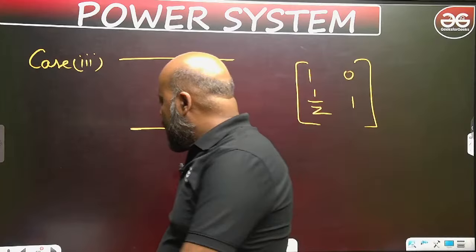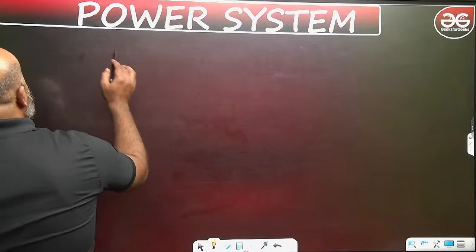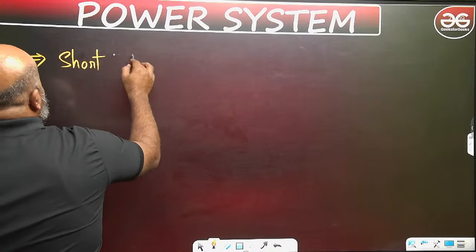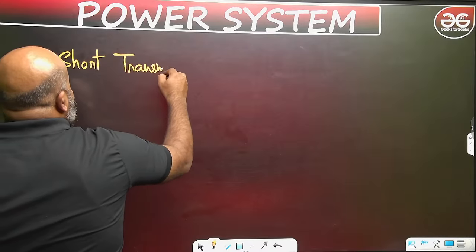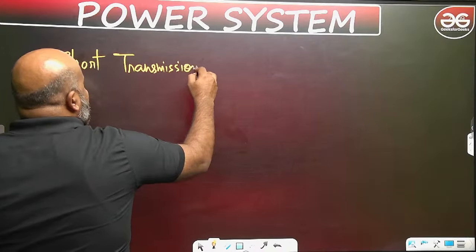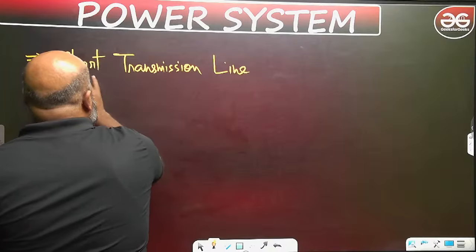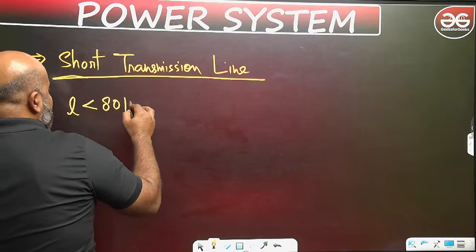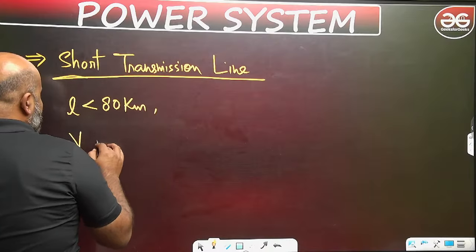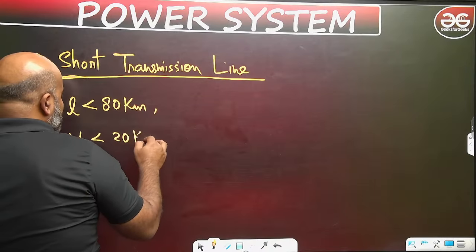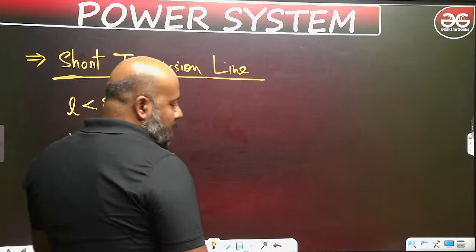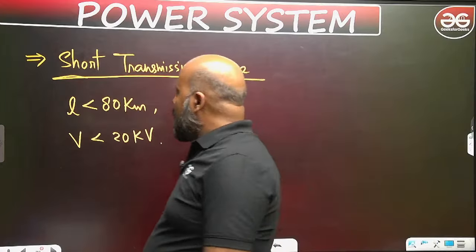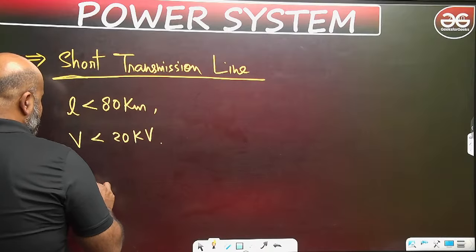Okay. So now let us start with the short transmission line. How are we defining the short transmission line? When the length is less than 80 kilometers and the voltage is less than 20 kilovolts, we say it is a short transmission line. To represent our line, we are using the lumped parameter model.